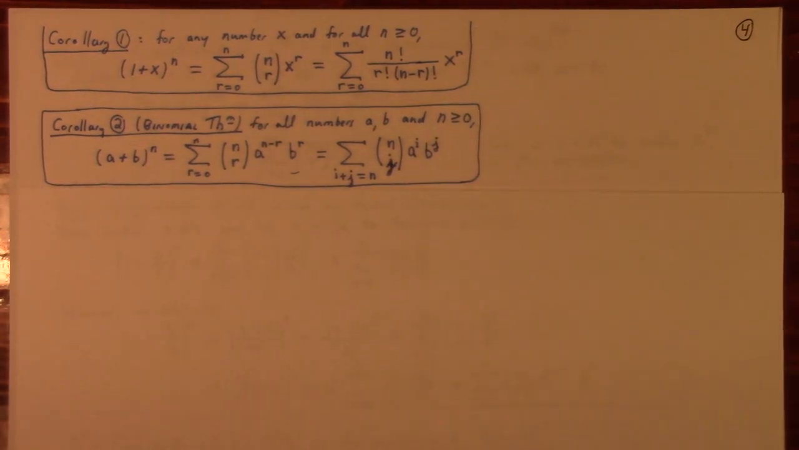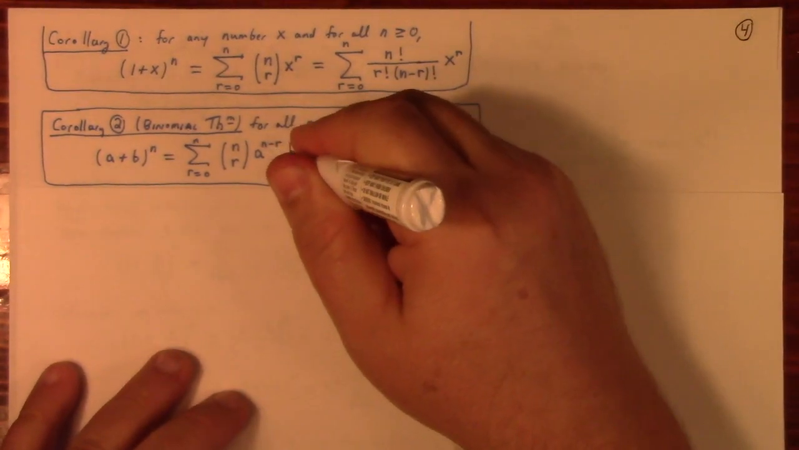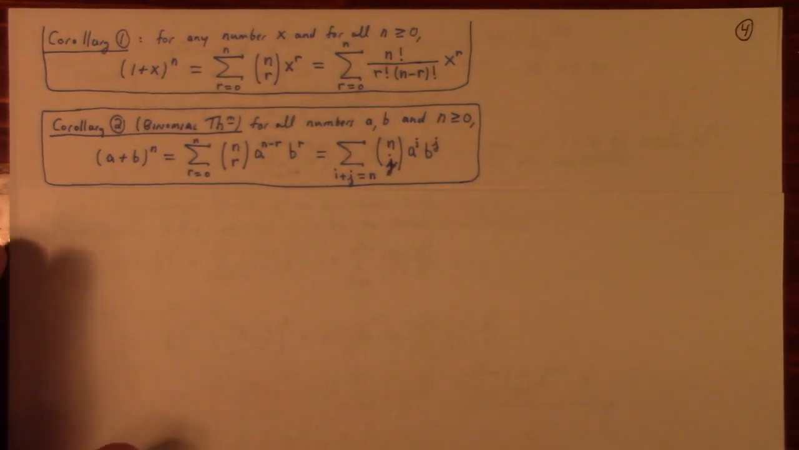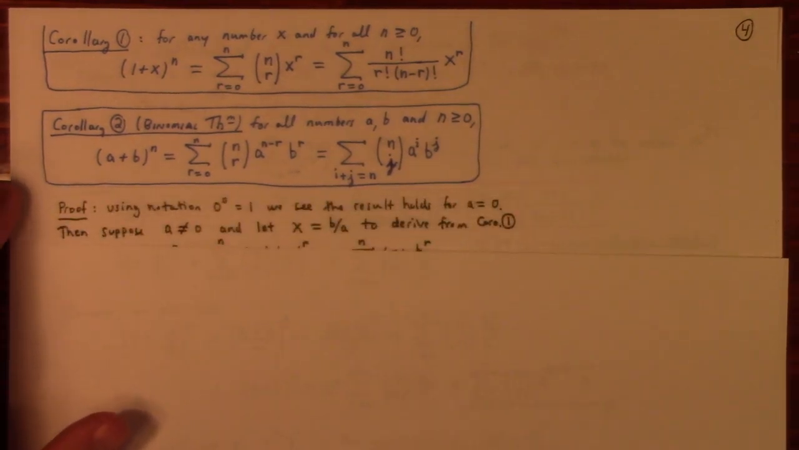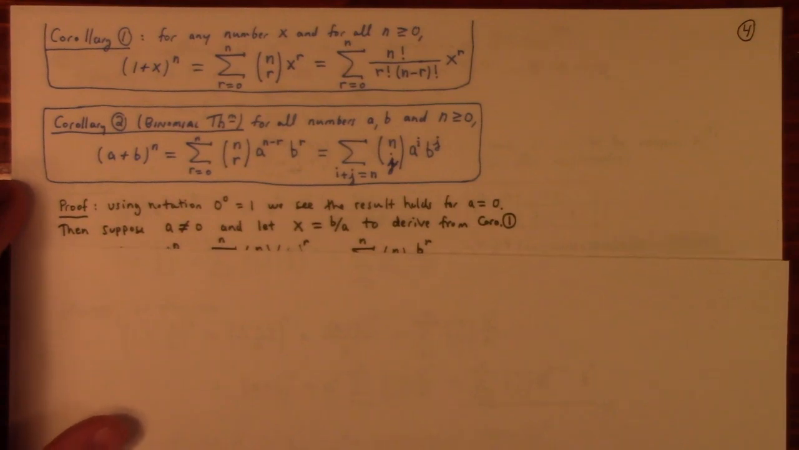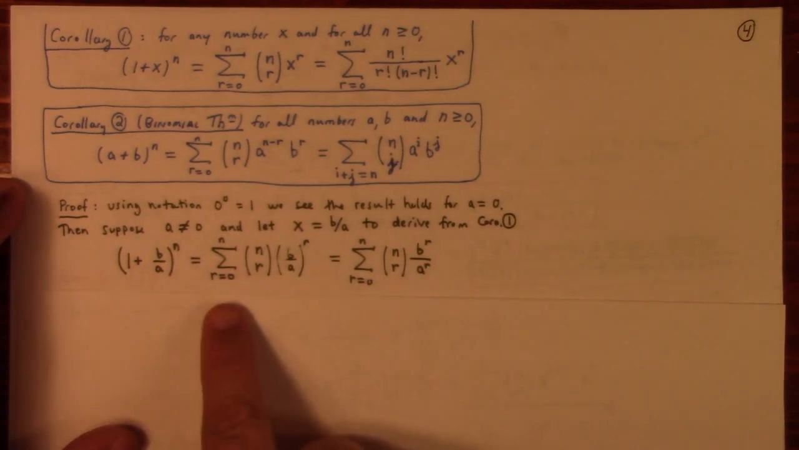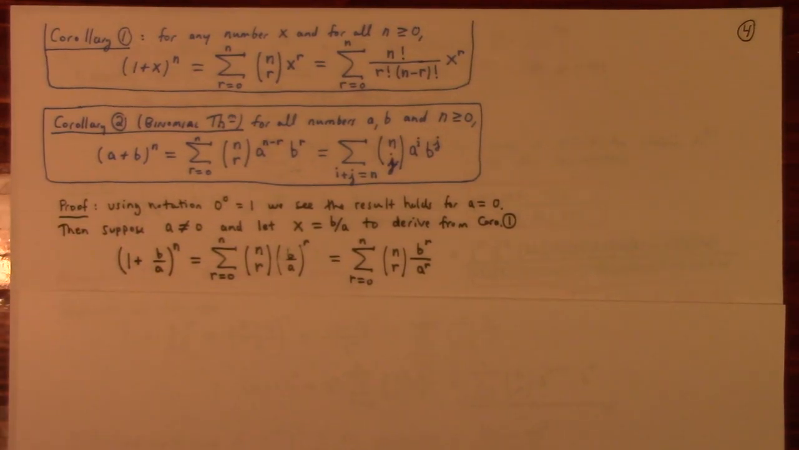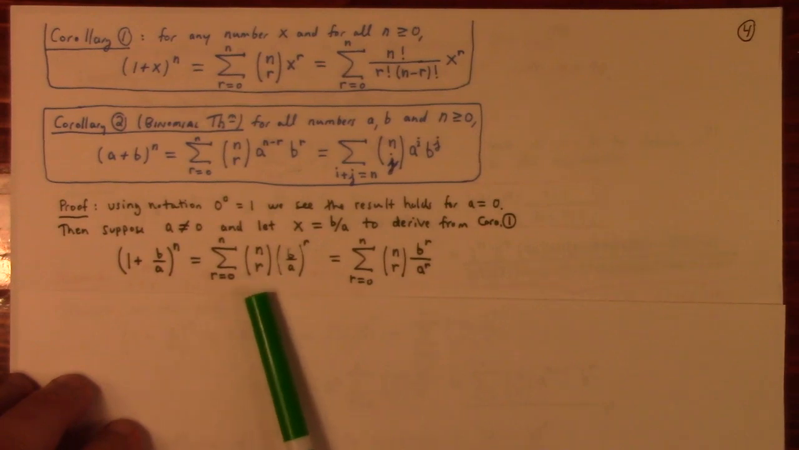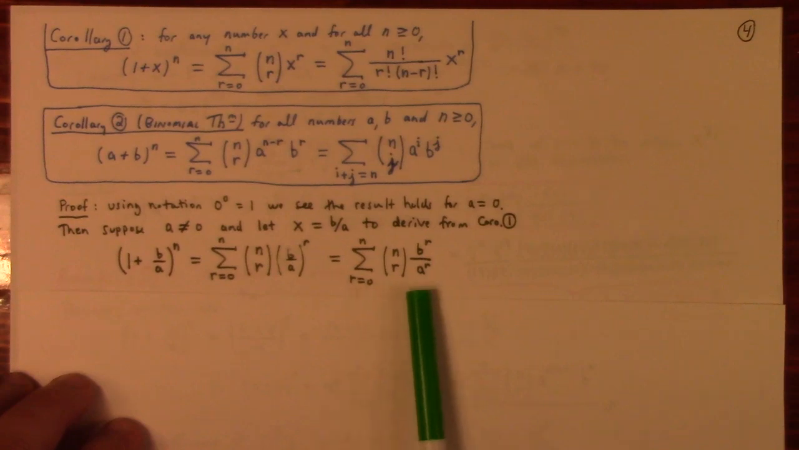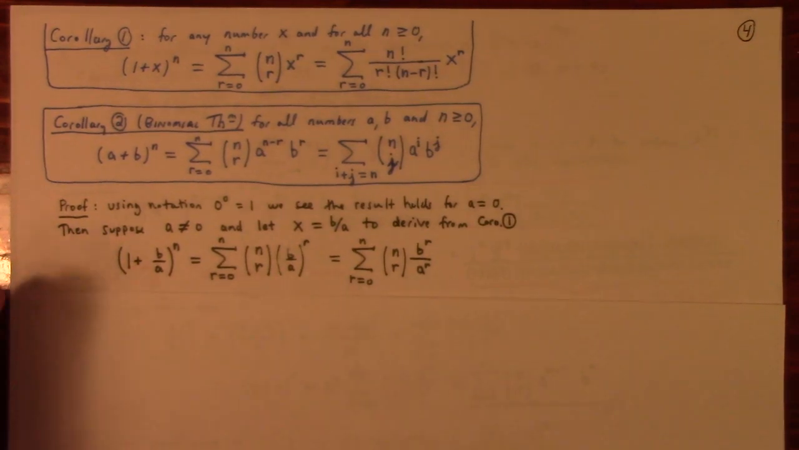Now the proof of that is straightforward, but let's go through it for a second, because I want to give you proofs of some of these things. Using the notation 0 to the 0 equal to 1, we can easily see the result holds for a equal to 0. So suppose a is not equal to 0, and let x equal b over a. Then we have 1 plus b over a to the n is the sum r equals 0 to n of n choose r, b over a to the r. I'll rewrite that here because I made a mistake and it's ugly. So there it is. Then what?